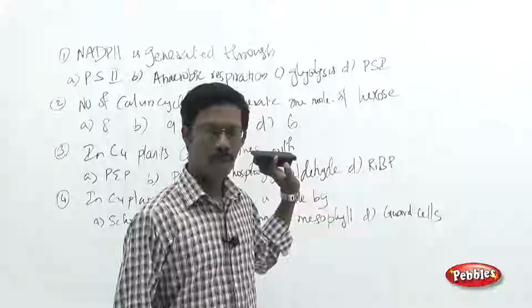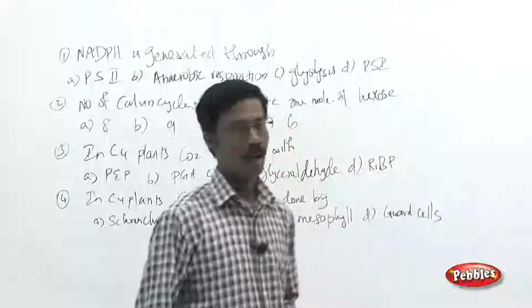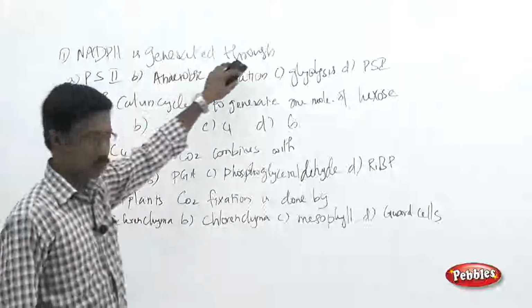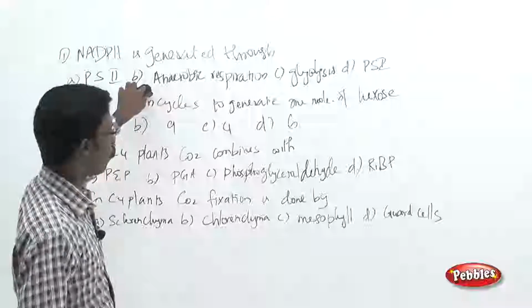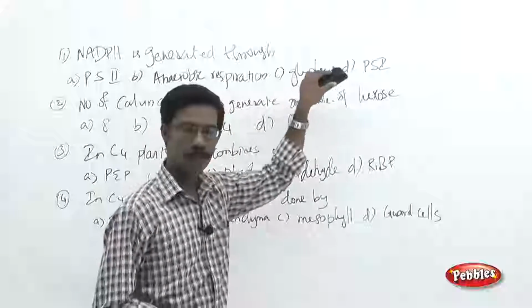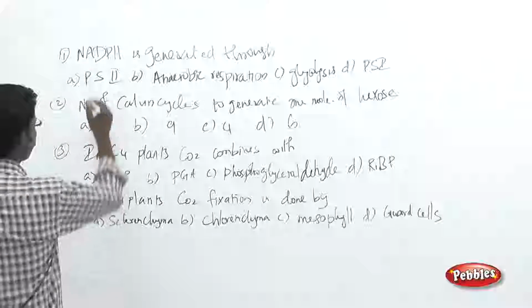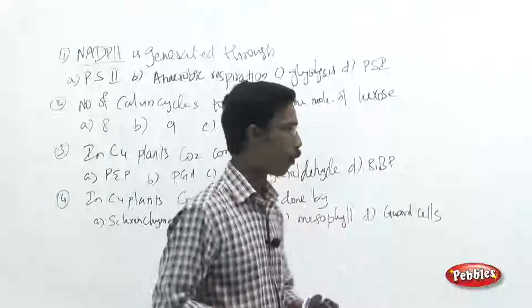Students, today we are going to discuss the questions we can expect from the topic photosynthesis in higher plants. See the first question. NADPH is generated through, and see the choices: photosystem 2, anaerobic respiration, glycolysis, and photosystem 1. The question is about NADPH formation in the photosynthetic process.